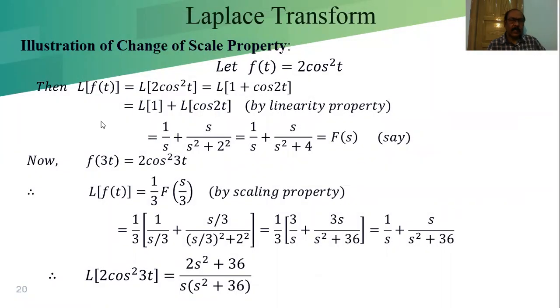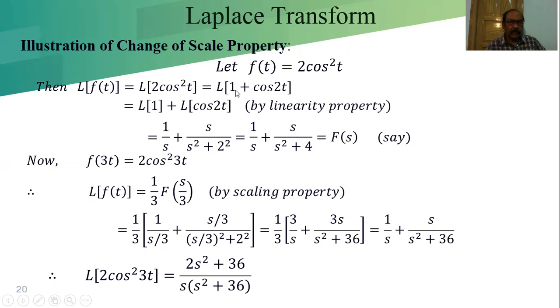Let us consider another example for the change of the scale property. Let ft equal to 2 cos square t. Then we want to find out the f3t. If t is replaced by 3t, then what would be our Laplace transformation? We are considering here ft equal to Laplace transformation of cos square t.